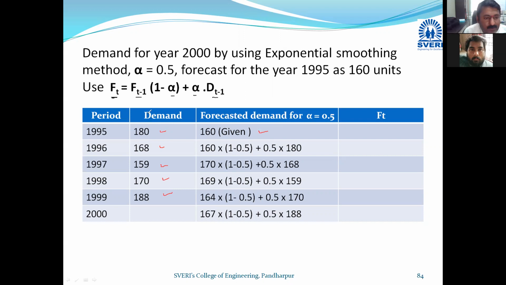Now you can use the formula f of t. F of t for 1996 is equal to f of t minus 1, 160, into bracket 1 minus alpha, plus alpha into this 180, actual demand 180 taken. So you can calculate here what is the answer. Then this answer is reflected here. So I can say you will get the answer as 170. Then for 1997, what is the forecasted demand? So again here, this 170 value.